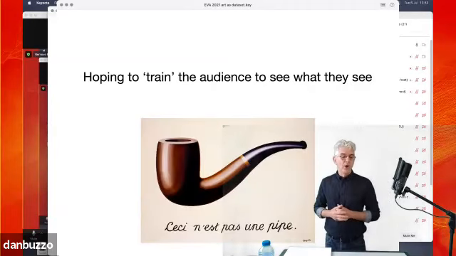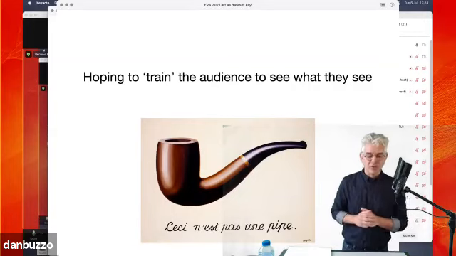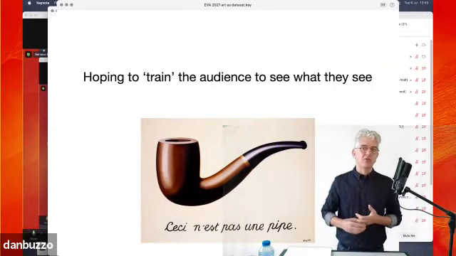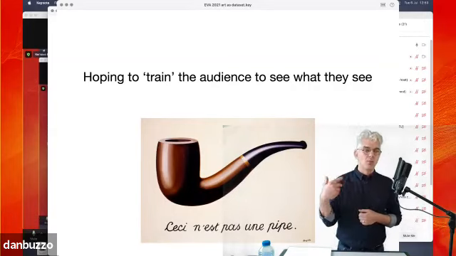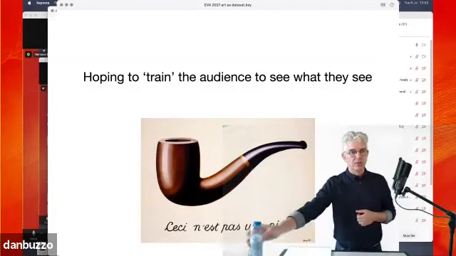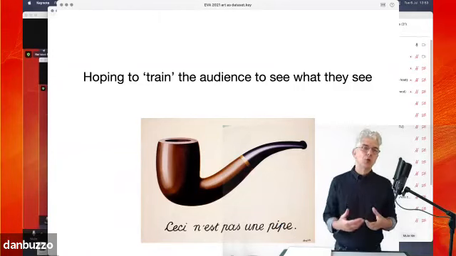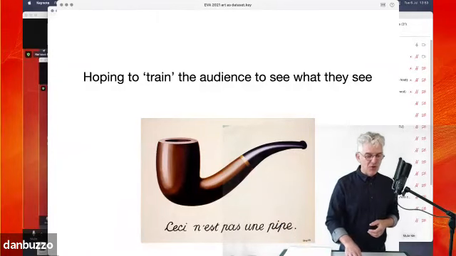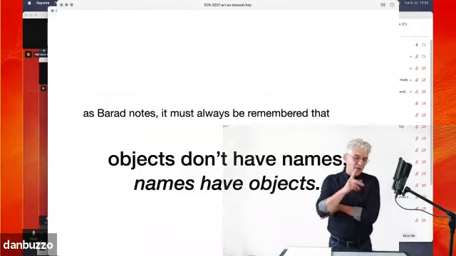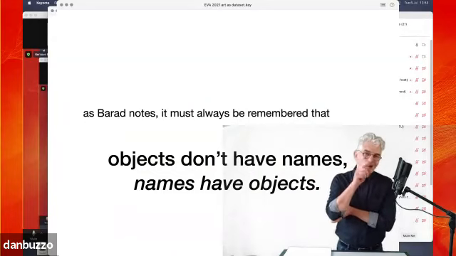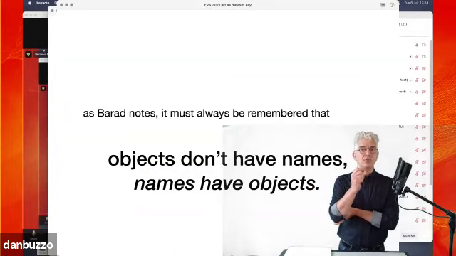And what we're doing is we're hoping to train the audience to see what the artist sees, to have an insight, to see a different perspective, to see the world with a particular ontology or a particular set of meaning underneath it. And as Karen Barad notes, it's got to be remembered, and this is a difficult one sometimes, that objects don't have names. Names have objects.